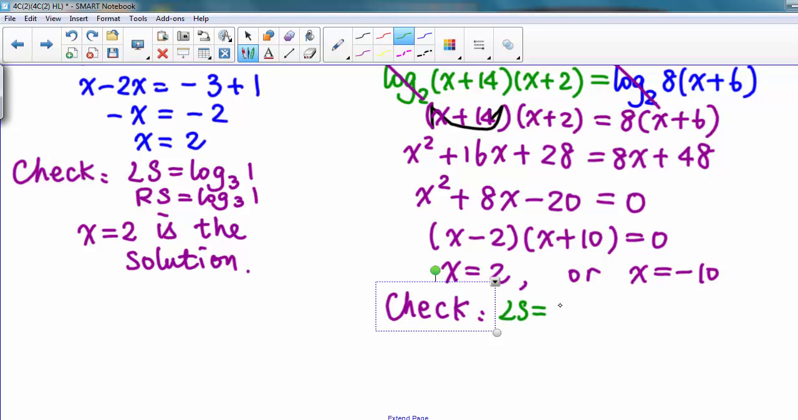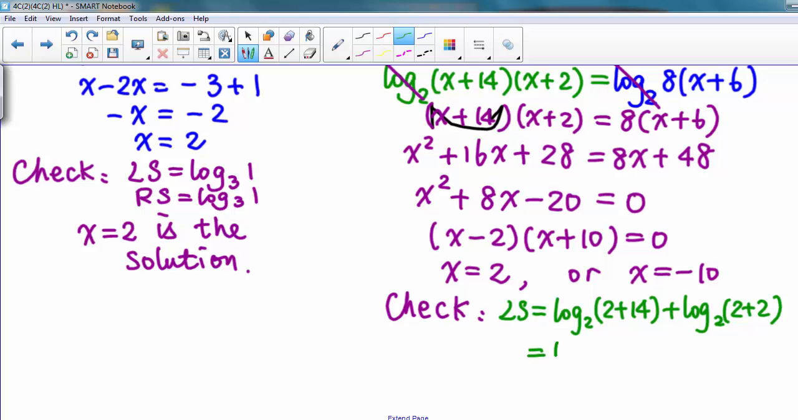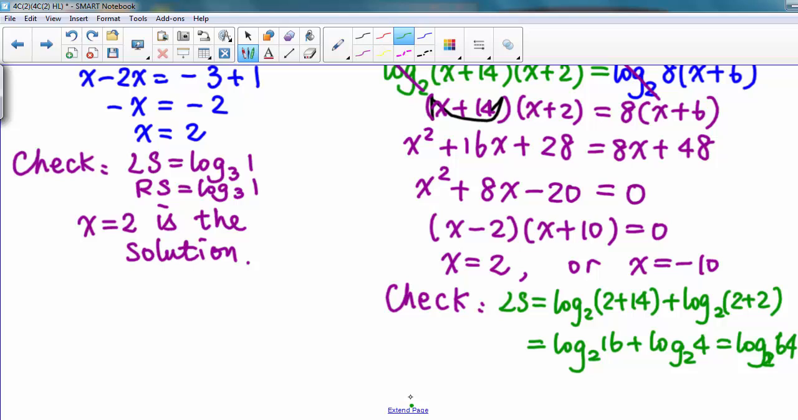So the left side equals log 2 of 2 plus 14, then plus log 2 of 2 plus 2, which is log 2 of 16 plus log 2 of 4. You can simplify this into log 2 of 16 times 4, which is 64. So for log 2 of 64, you can find the value. This value is 6. Okay, let's look at the right side.